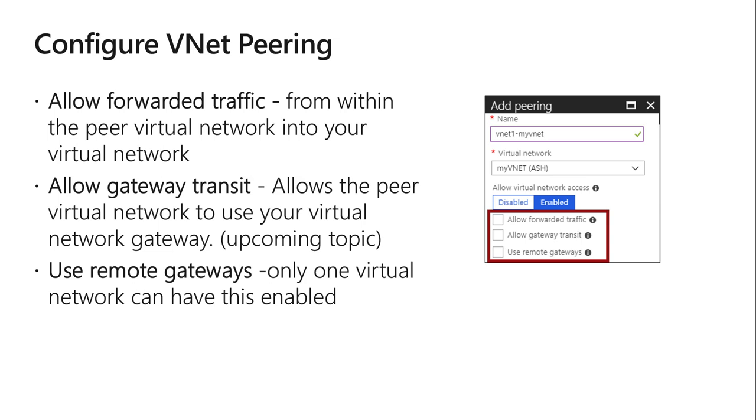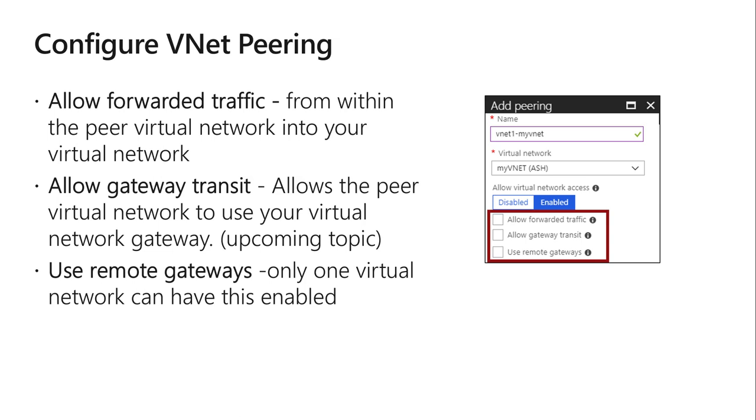So the steps to configure the peering of the virtual networks: the first one is to create two virtual networks that we talked about. The second one is to peer the networks, and we deploy a virtual machine in each virtual network. Then you test the communication between the virtual machines. So configuring peering is very easy, right?